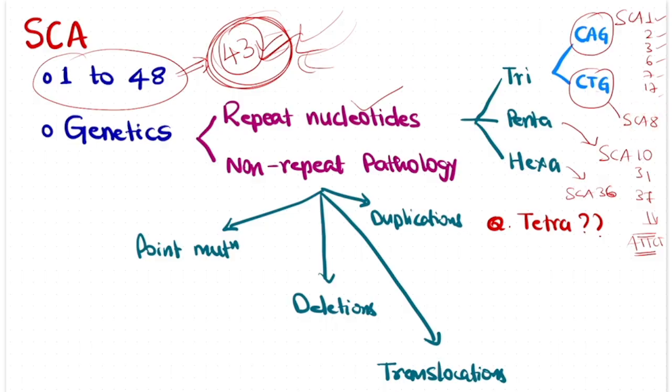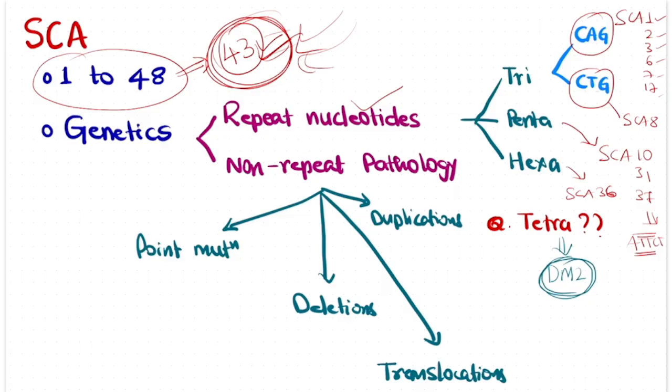This is the only SCA with the CTG repeat. So what are the SCAs with pentanucleotide repeats? SCA 10, 31, 37. Okay. Hexanucleotide, the only hexanucleotide associated spinocerebellar ataxia is SCA 36. Remember this. In the exam, they will ask which is the only condition which is associated with tetranucleotide. So that is DM2. Tetranucleotide is DM2. DM2 stands for myotonic dystrophy type 2. That is the only condition which is associated with the tetranucleotide repeat sequences.